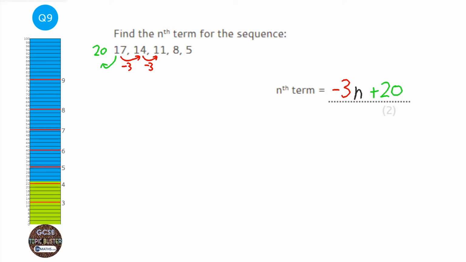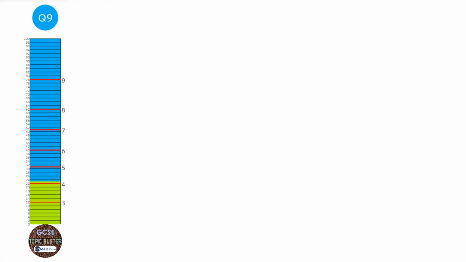And always check it. So for the first one, n is 1. So -3 times 1 is -3, plus 20 is 17. For the 5th term, -3 times 5 is -15. -15 plus 20 is 5, which is our 5th term.